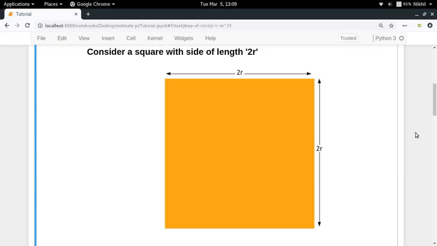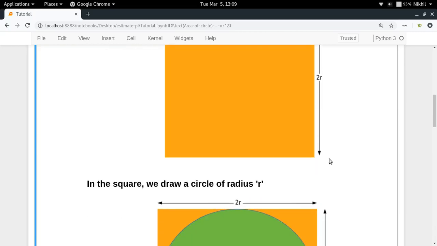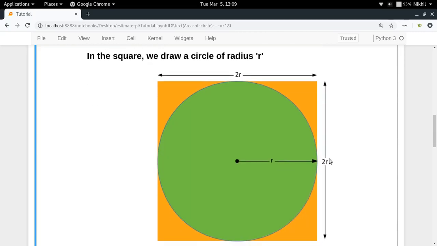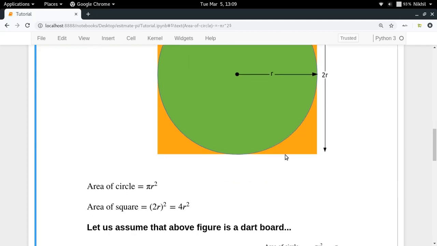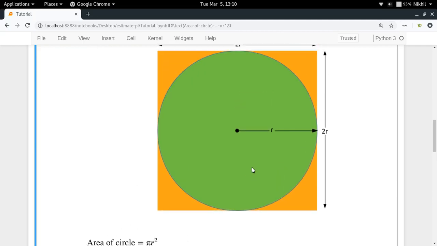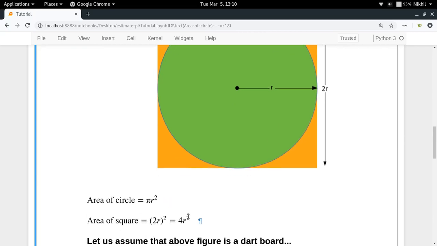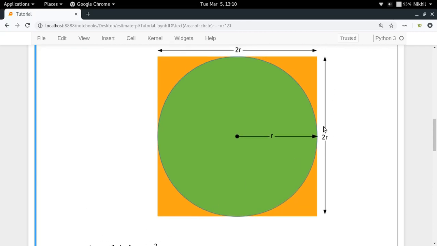First of all, consider that you have a square of side length 2r, like this. We have an orange square which has side length 2r. Now inside the square, I'm going to draw a circle of radius r. So this is how it is going to look. The circle fits perfectly inside the square because if the side of the square is 2r, then the diameter of the circle is 2r as well. Now we know that the area of the circle is pi r squared because the radius is r, and the area of the square is (2r) raised to the power 2 because the side is 2r. So we get the area of the square as 4r squared.